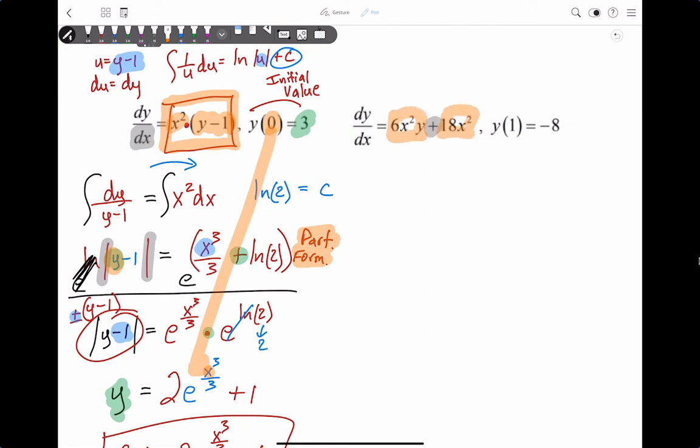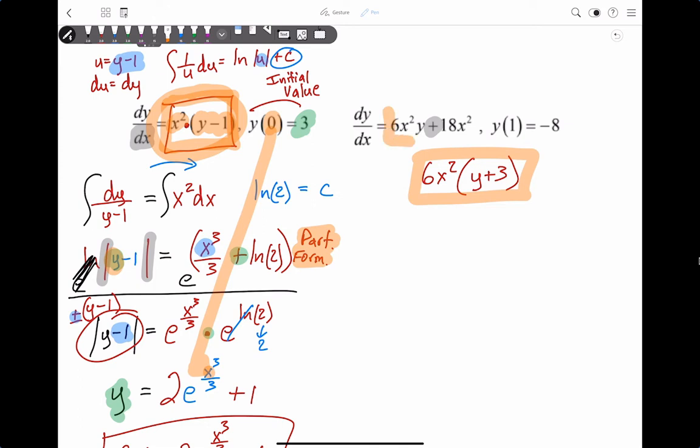We have a binomial, so we're going to do GCF. The greatest common factor is 6x squared, and we'd have y plus 3 left over. So now we've created what we had over here, one huge monomial instead of 2 separate monomials, and again, they're glued together with multiplication right there. So dy/dx is equal to this. This is our initial condition that we will use later.